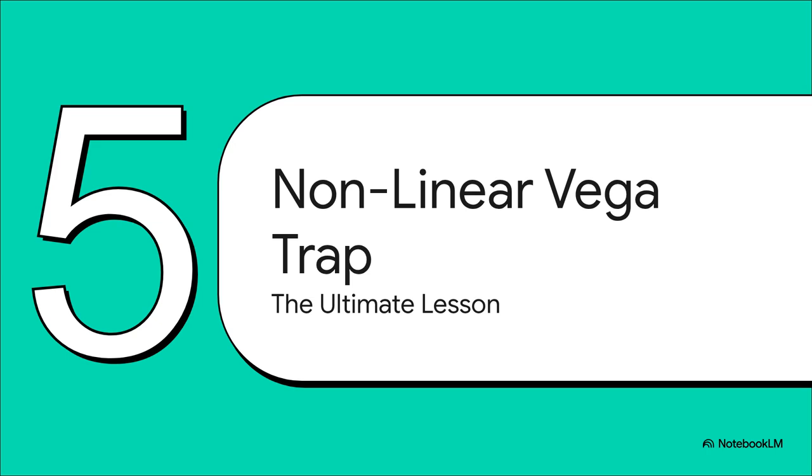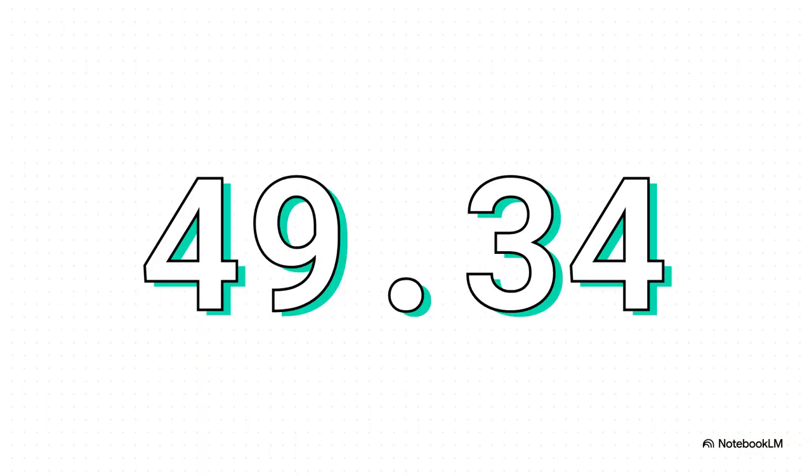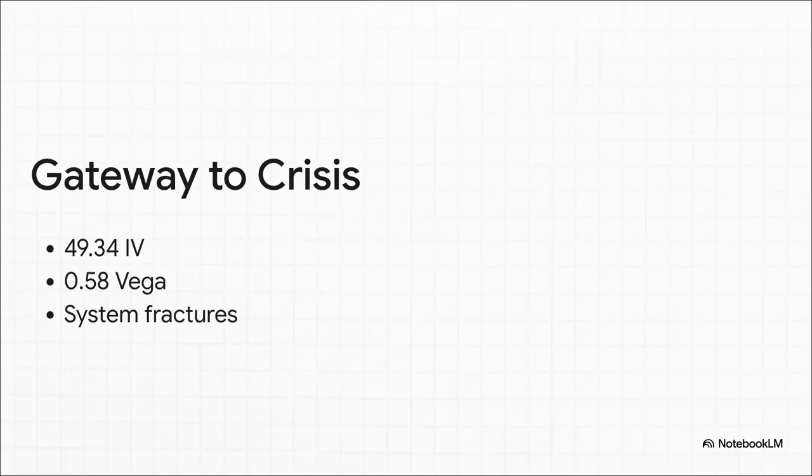Section 5. The nonlinear Vega trap. So, the absolutely crucial point we need to focus on is this exact number, 49.34. Now, this isn't just some random calculation. This specific implied volatility anchor point is exactly where standard risk positioning officially gave way to systemic crisis. Let's break down why this is the gateway to systemic crisis.